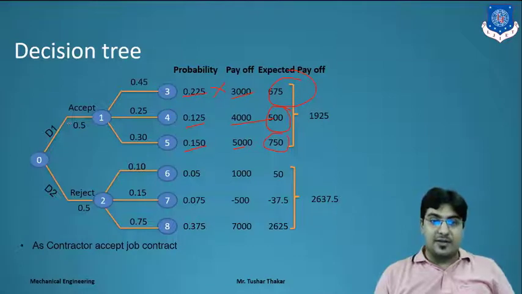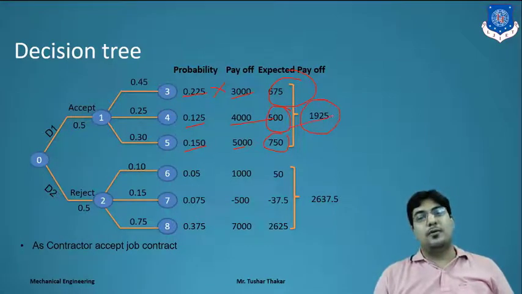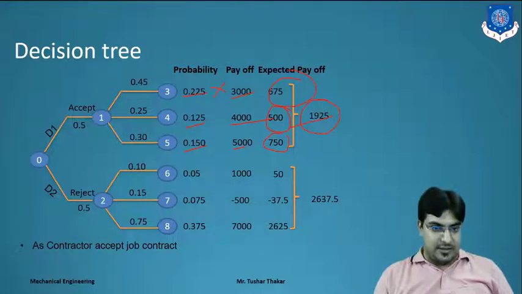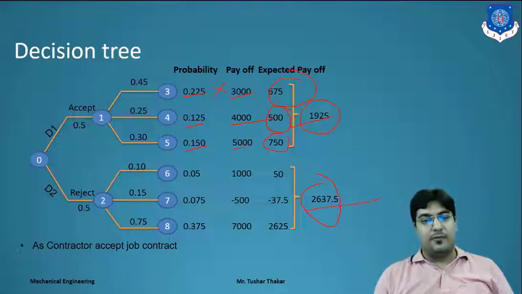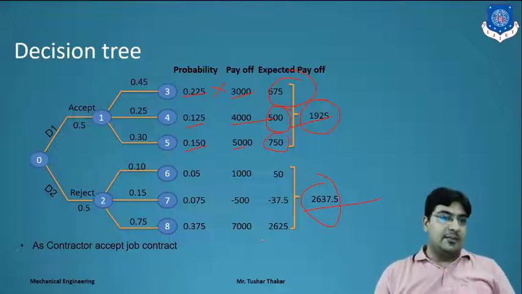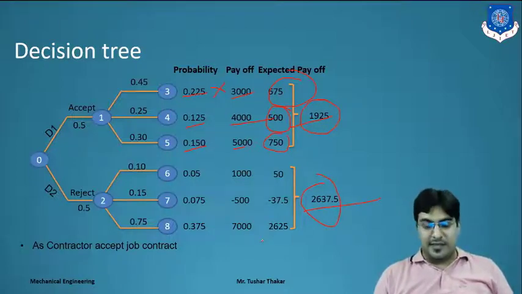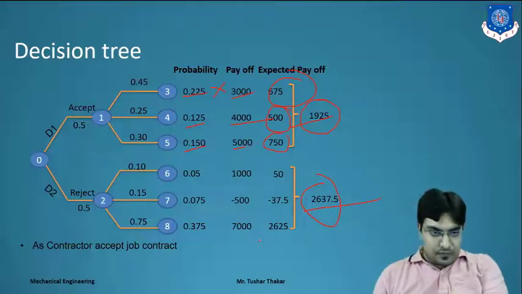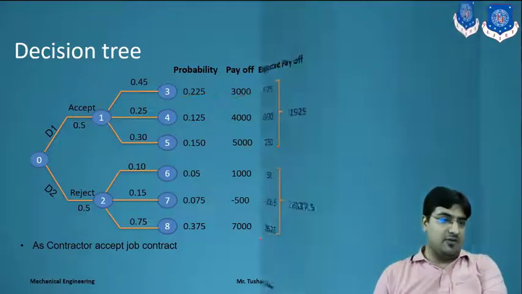Why do they accept the job contract? They get this amount of payoff in terms of profit. If they reject, then this payoff is a loss. This is the basic idea of a decision tree, a basic explanation of the decision tree. Now we will move forward.